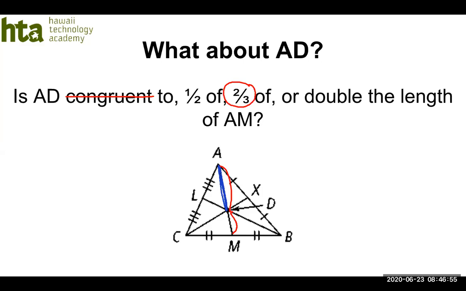So if this A to M was 30, then A to D would be 2/3 of that, which is 20. And then that D to M would be the other third, which is 10. Make sure you understand 2/3 when it comes to medians. Perpendicular bisectors and angle bisectors mean congruent. Mid segments, it's either half or double, depending on which one it's asking.